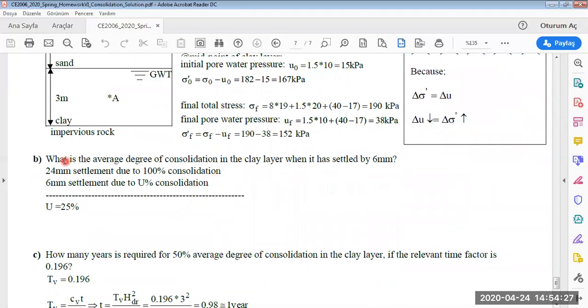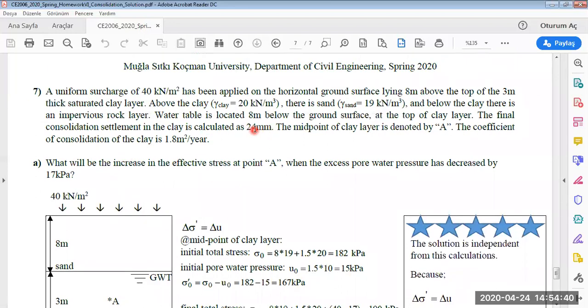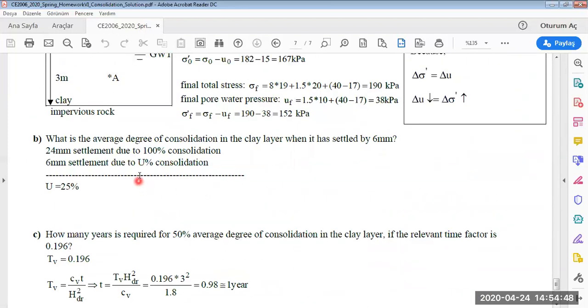And the second part is, what is the average degree of consolidation in the clay layer when it has settled by 6 millimeters? In the question, it is given, 24 millimeter consolidation settlement will be evaluated at the end of the consolidation. This is 100% consolidation, and again, we can make our calculations proportionally. The degree of consolidation will be 25%.